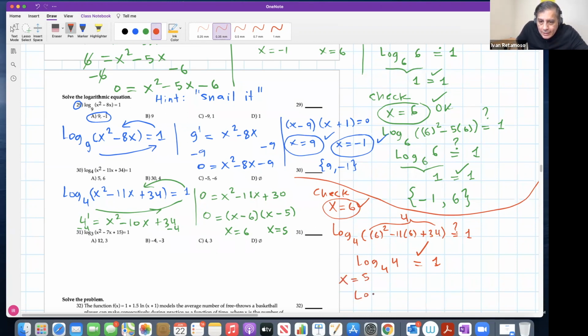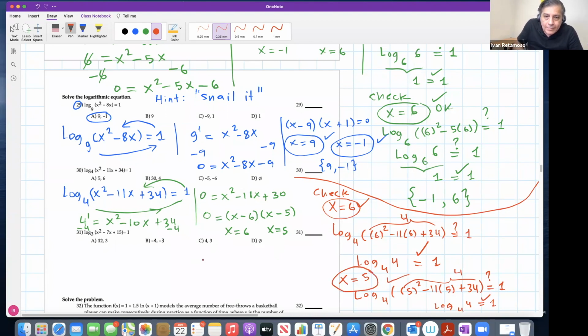Then you're going to see if log base 4 of 5 squared minus 11 times 5 plus 34 is indeed equal to 1. 5 squared is 25. 25 minus 11 times 5, which is 55, is negative 30. But negative 30 plus 34 is positive 4. So positive again, 4, so it should check. And indeed it does, because log base 4 of 4 is actually 1. So great, this one checks too.